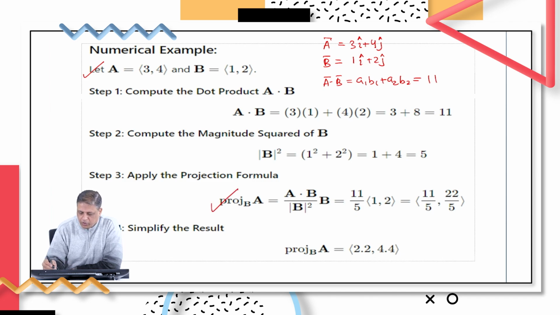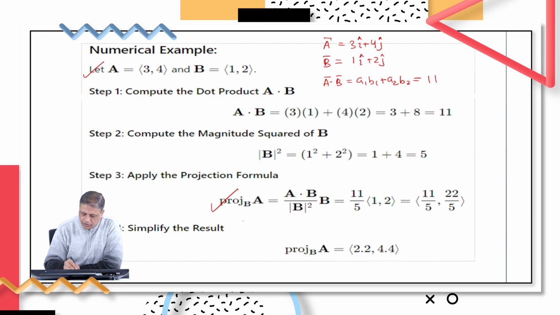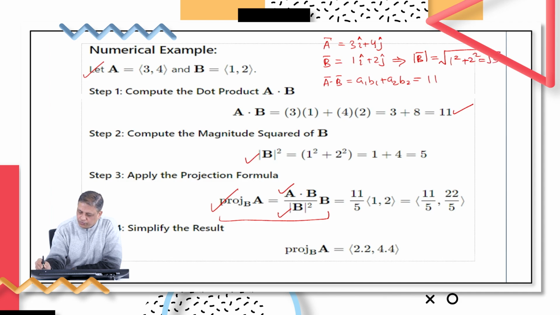It is A dot B upon magnitude of B square into B. This is the formula which we are referring to. So, in this formula, the first component is A dot B, and we determined A dot B as 11. The second component is magnitude of B square. So, magnitude of B will be equal to square root of 1 square plus 2 square. This turns out to be square root of 5. So, magnitude of B square will be equal to 5.